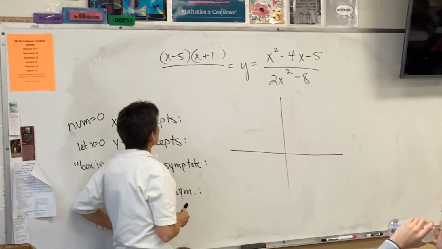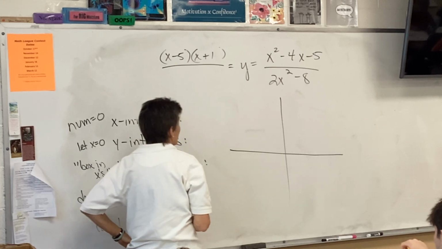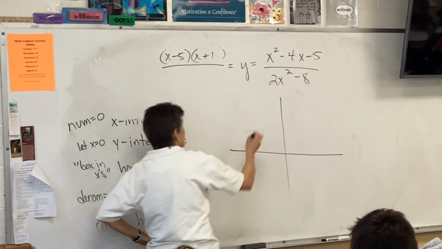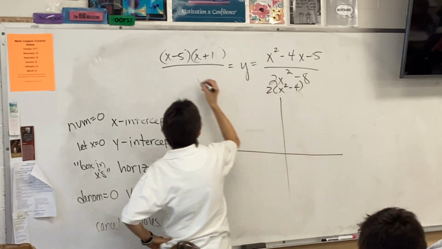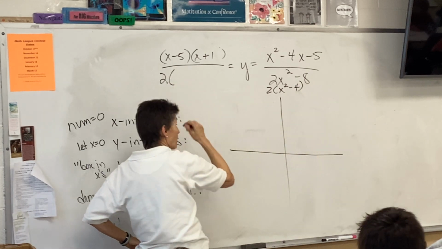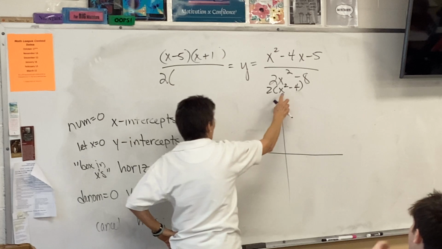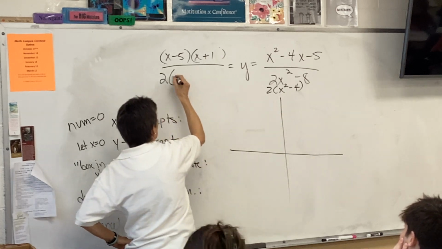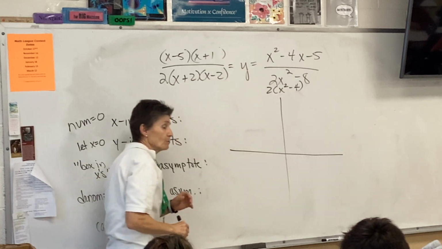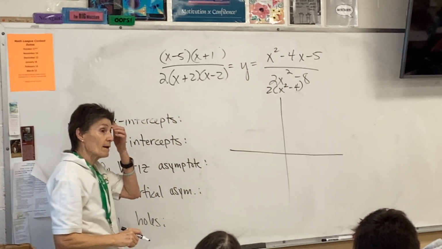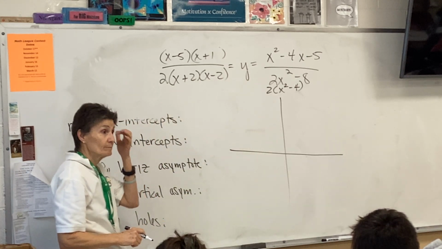Double check. All right, how about, what's going on the bottom? Take out a 2. Take out a 2 first. And keep the 2. The 2 stays part of it. But now we can factor that into x plus 2, x minus 2. Oh shoot, I was thinking we'd get a hole out of this one, but we're not going to, are we?